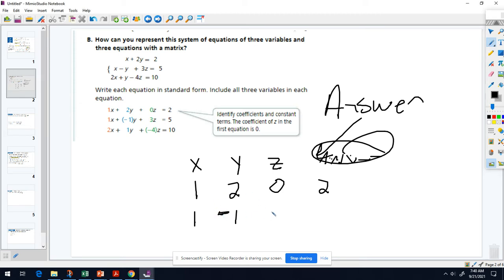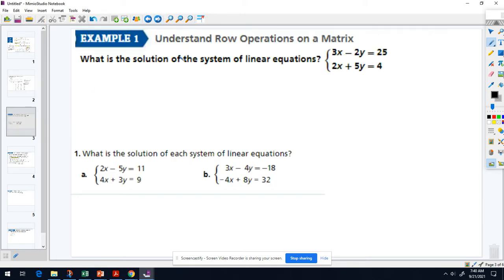There we go. -1, and then a 3 for the z, and a 5 for my answer. And then the last one would be a 2, a 1, a -4, and a 10. Notice on these two problems right here, I have the negative because there's a minus sign here. So when you're making your matrices, make sure that you take the sign with it.